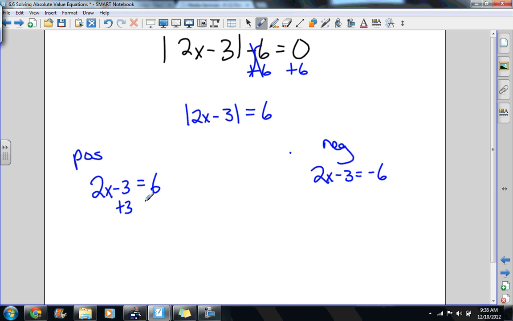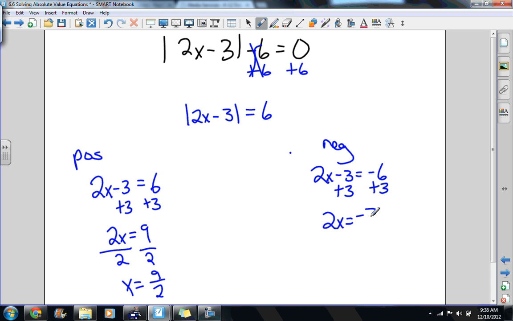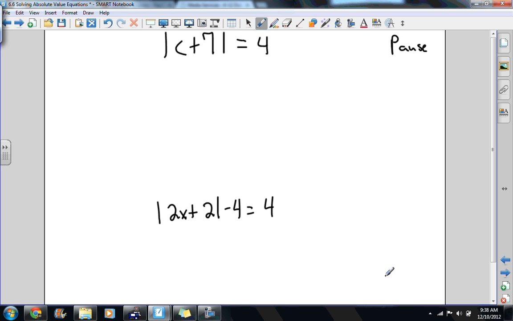So we add 3. 2x equals 9. Divide by 2. x equals 9 over 2, or 4.5. And here, we get 2x is equal to negative 3, divided by 2, and so x is equal to negative 3 over 2, or negative 1.5. There you go.